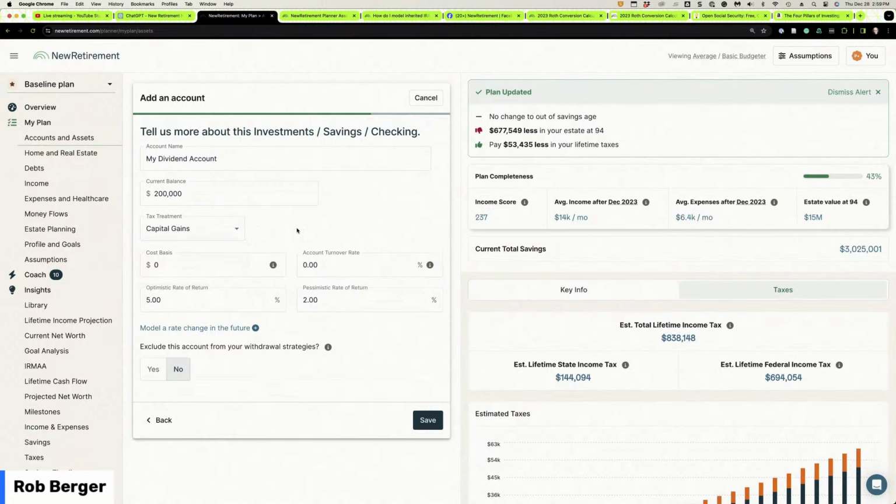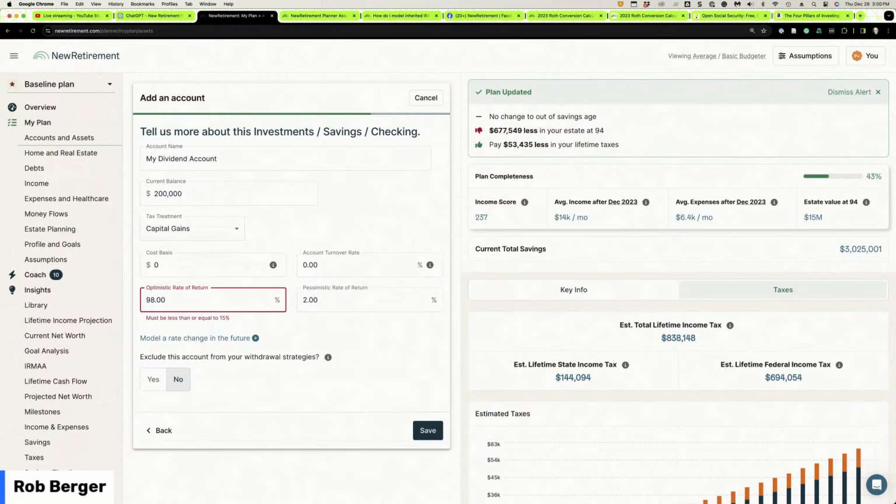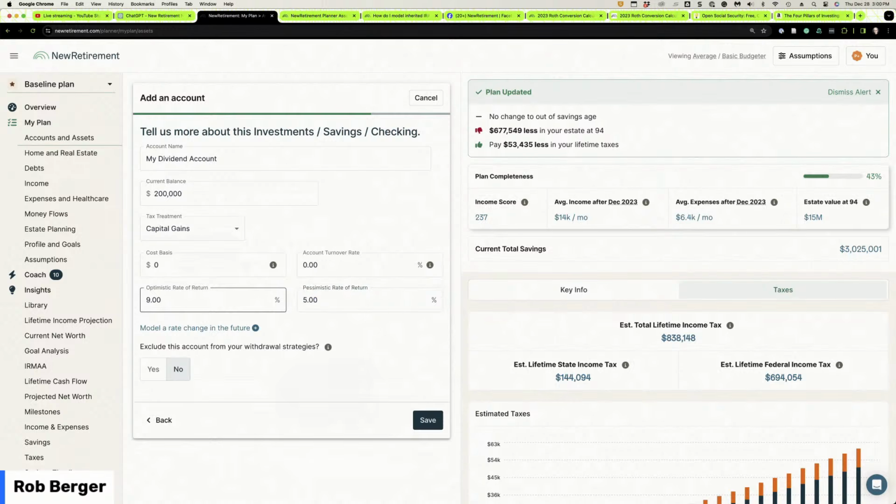This approach, I just thought about earlier this morning, so I haven't really thought through it completely, but it could be useful if you're in retirement and you're spending your dividends, right? Because what you could do is say, okay, we're going to have the same optimistic and pessimistic. We're going to exclude this from withdrawal strategies. We don't want New Retirement touching this account.